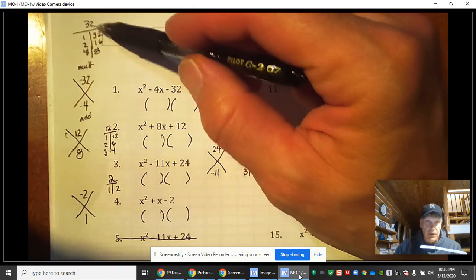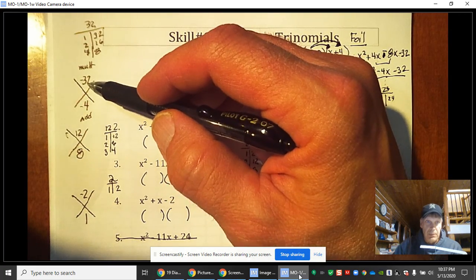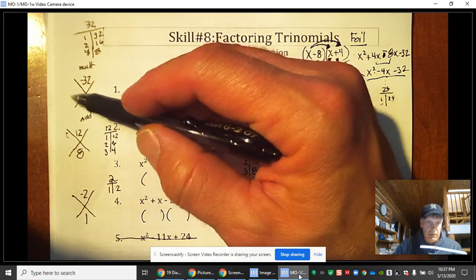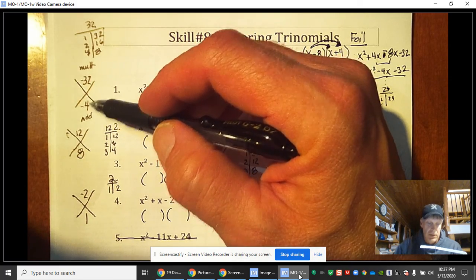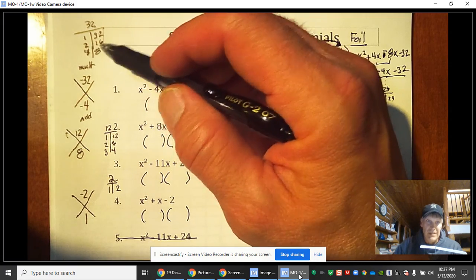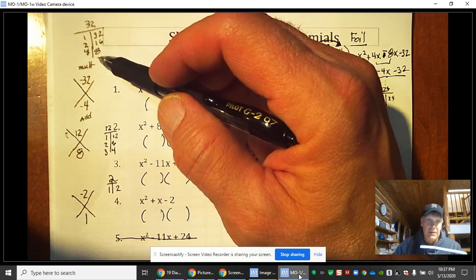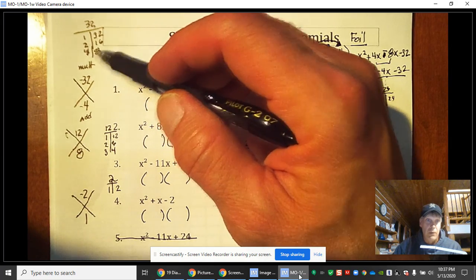And so I wrote out all the factors of 32. And I want to say, okay, what multiplies to 32? What factors multiply to 32 and add to negative 4? So if I go, well, it can't be 1 and 32, 2 and 16. Well, that doesn't give me 4. Well, 8 minus 4, that gives me the 4.